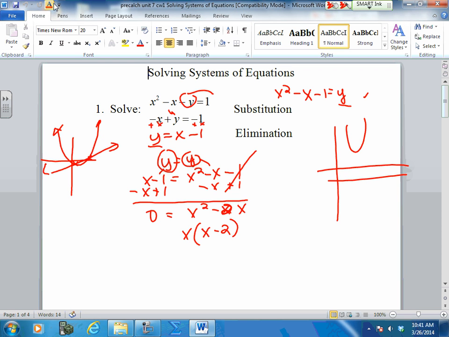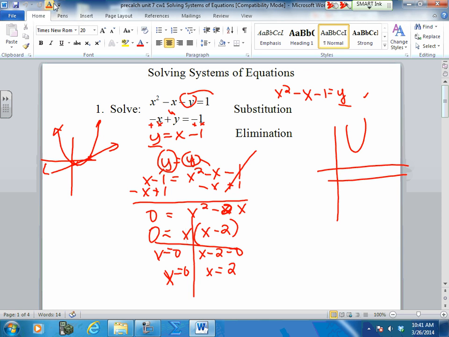X minus 2. This is where, just like you did with your trig, you set them both equal to 0. So x is equal to 0, and x is equal to 2. Now, notice, you found 2 points, but a point on your graph is an x, y point. So we did find 2 pieces of x.